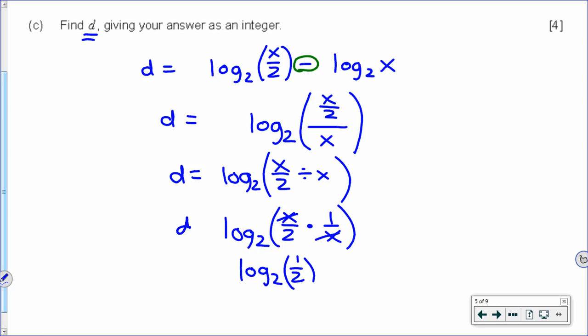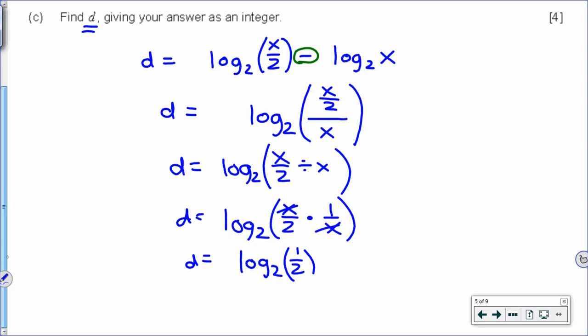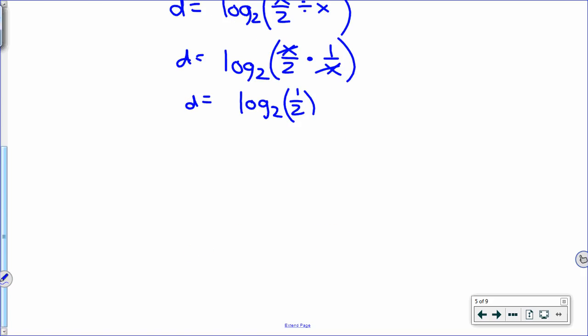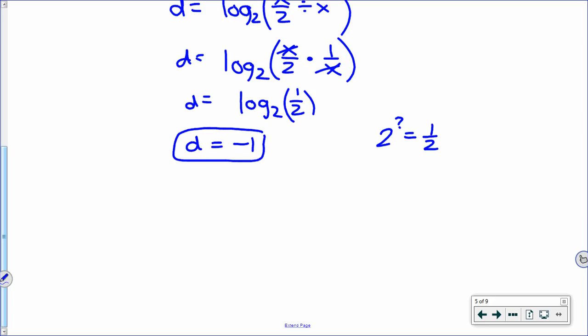And log base 2 of 1/2 is indeed an integer. You're thinking, if the base is 2 and the answer has to be 1/2, what would the exponent be? Because that's what a log expression is, right? It's like 2 to some power equals 1/2. So that power would have to be a -1, and there's our integer value for d.